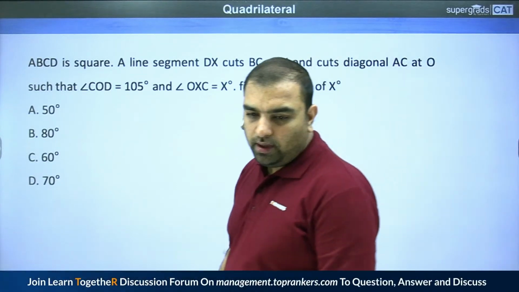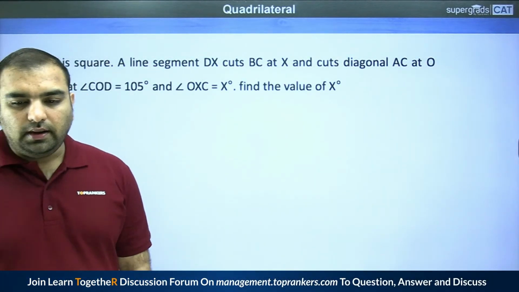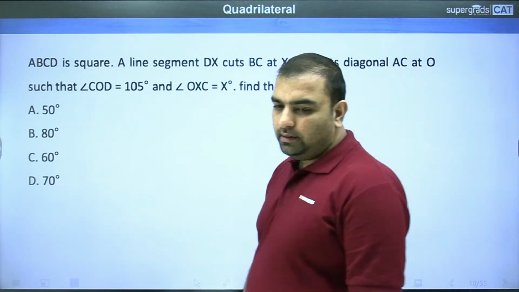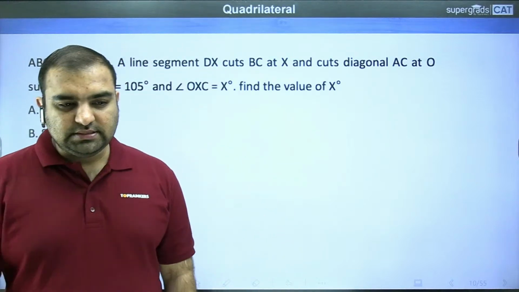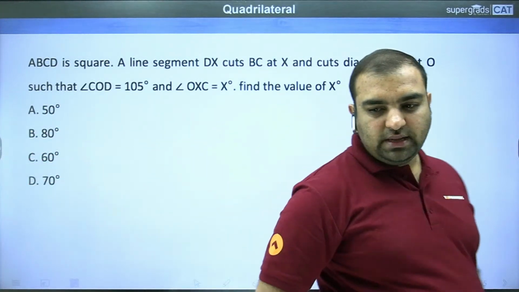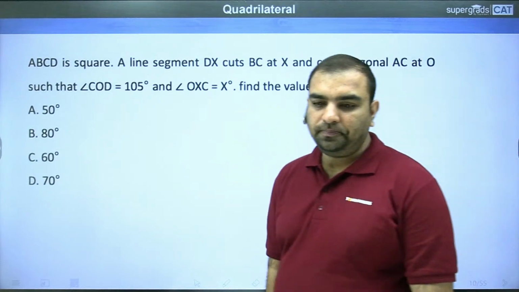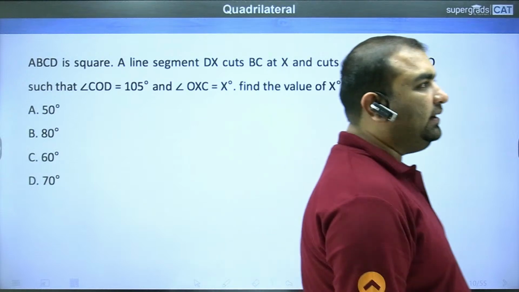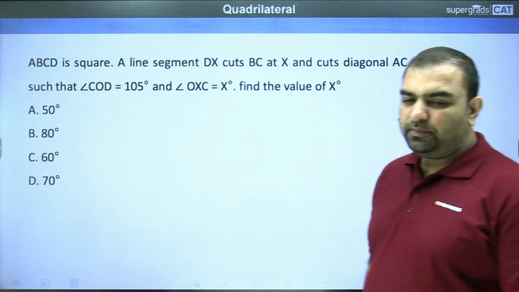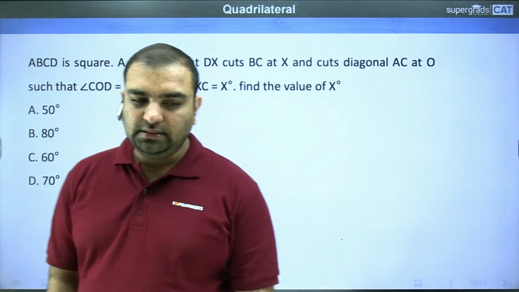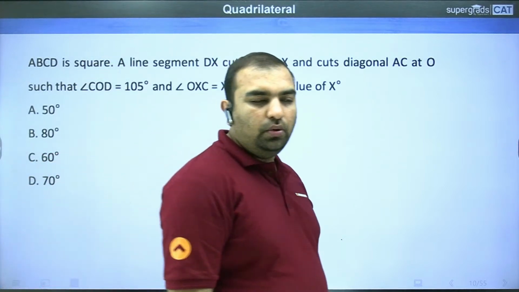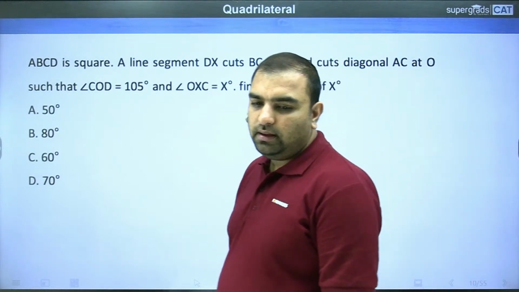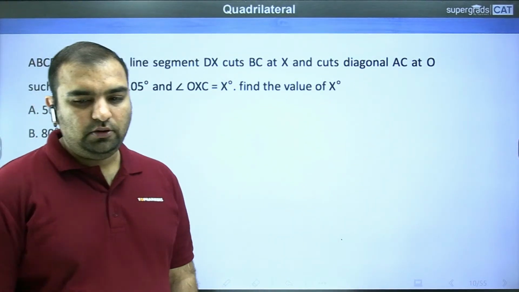ABCD is a square. एक लाइन सेगमेंट DX है जो BC को X पर काटती है, and cuts diagonal AC at O such that angle COD is 105, angle OXC is X. Find the value of X.